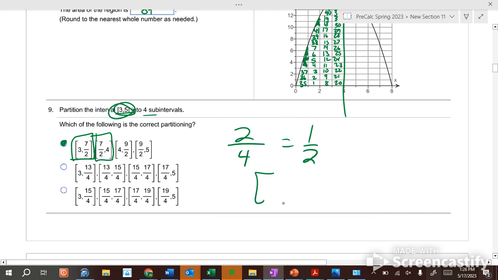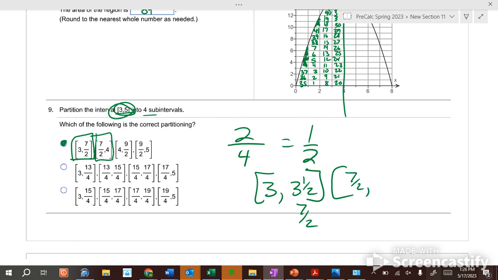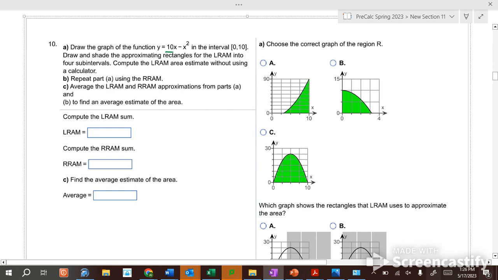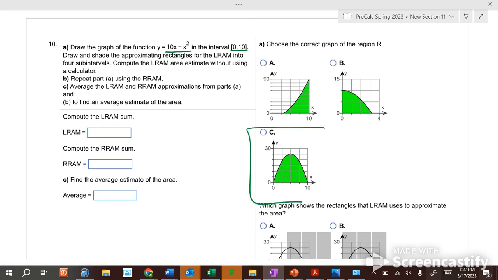Okay. You start at 3, and then you go to 3.5. Well, 3.5 isn't listed here. What's 3.5? Well, it's the same as 7/2. Then you start at 7/2, and you go to the next number, which is 8/2, which is 4. Then you start at 4 and go to 9/2. And then you go 9/2 to 5. Yep. All right. 10 minus x squared. The interval from 0 to 10. Well, I might want to grab that on my graphing calculator just to make sure I'm right. But I'm thinking it's this one.